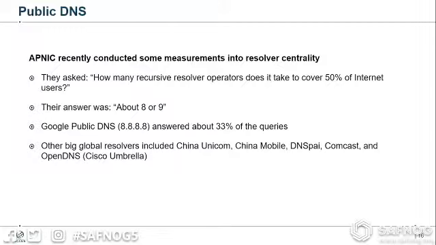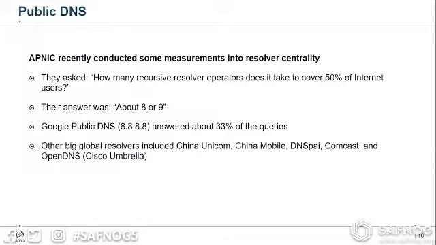So the good folks at APNIC recently conducted some measurements, and they wanted to look at centrality of recursive resolvers, how centralized recursive service has become. And so they asked a theoretical question: how many recursive resolver operators does it take to cover 50% of internet users? And their answer was about 8 or 9.